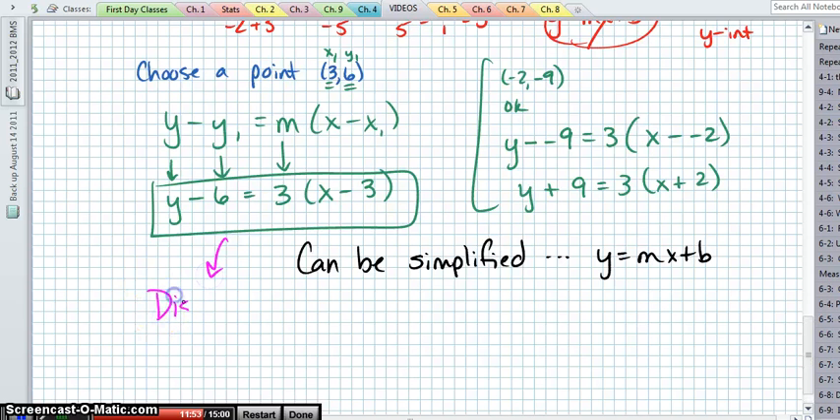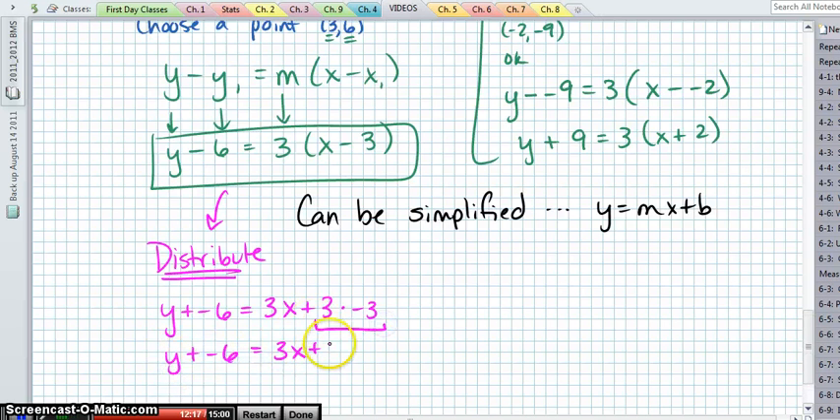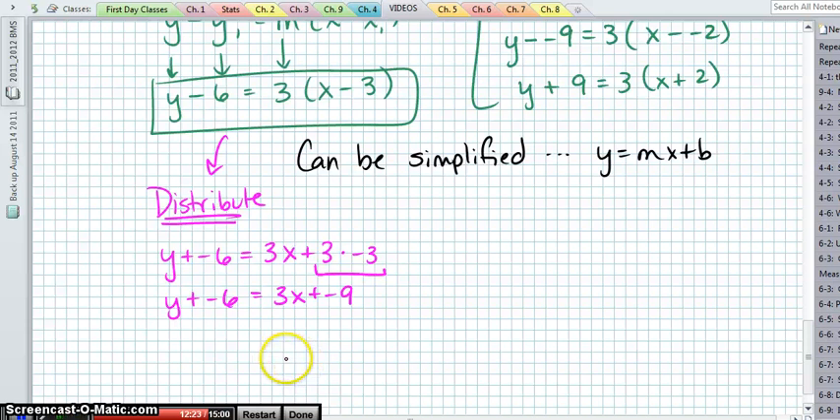Well, don't forget you need to distribute. What am I talking about? Well, here with a 3. So I'm going to write y plus -6 equals 3x plus 3 times -3. I distributed that 3 to the x and to the -3. I'm now going to simplify where I can. I'm going to multiply 3 times -3 to get -9. And now it would be really helpful to get y alone. So to move -6 to the other side of the equation, I can add 6. And that will give me y equals 3x plus -3.